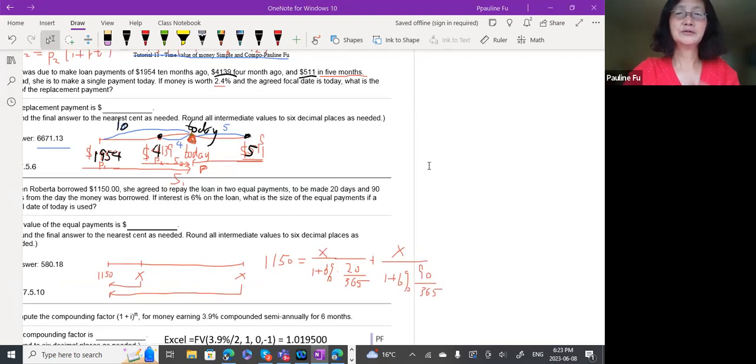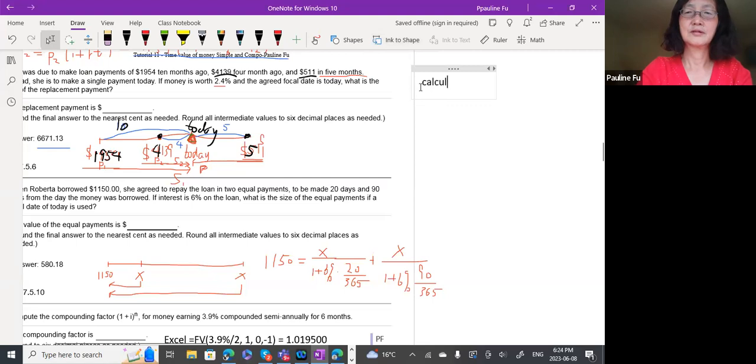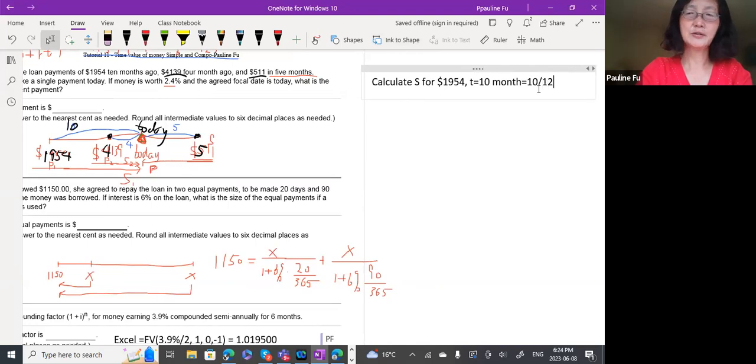So what we need to do 3 calculations. What is the future value of $1,954? Okay, so what is it? 10 months ago, you have money 1,954. What is the money worth today? So we need to calculate future value for $1,954. Okay, so I will write down the instruction. Calculate future value for 1,954. Okay, T equal to 10 months. Okay, 10 months is 10 over 12 years.